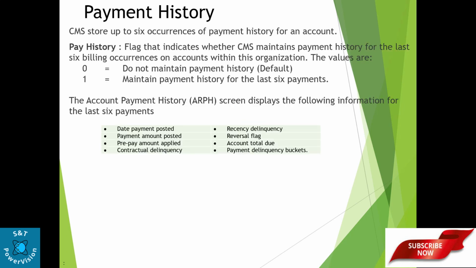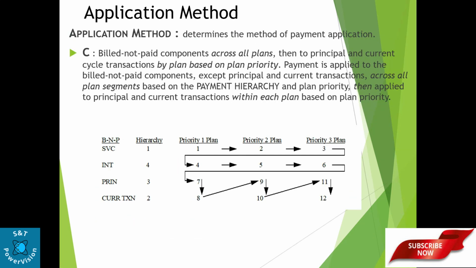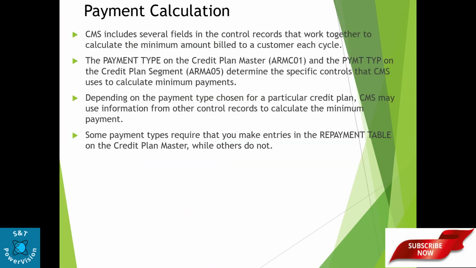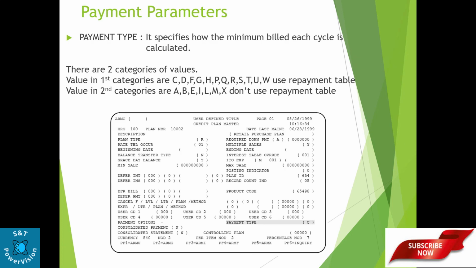But if you talk about the interview perspective, some of the parameters you must know, like the payment type. See, how it works here, what are the different values. You can say it is in two categories: the first category uses the prepayment table and the second category doesn't use the prepayment table. For example, you can explain A, C, C, D, A, B, max, that's all.